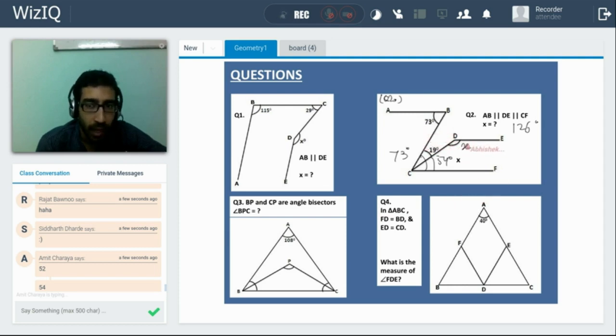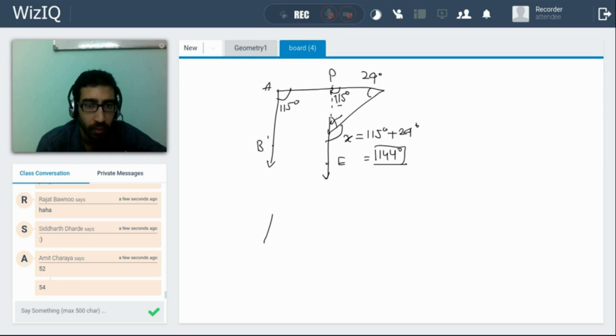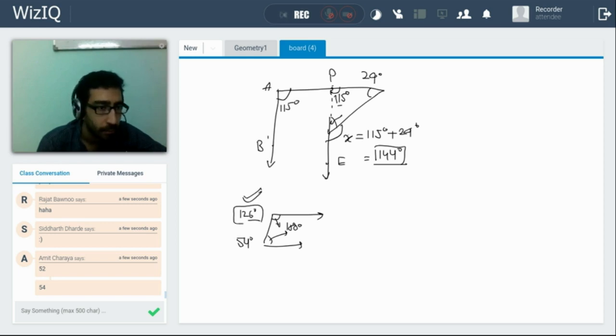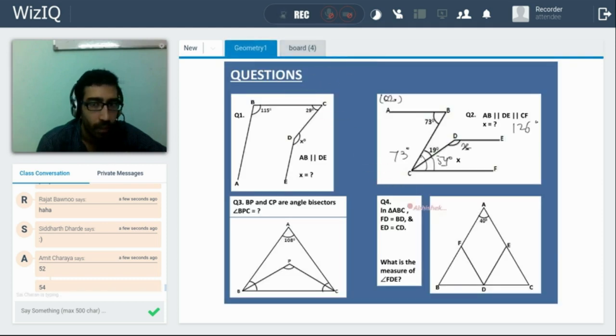So now x and 54, this and this form an adjacent pair. I hope you remember we had discussed, if these two lines are parallel, then this angle and this angle form a supplementary pair. Their sum is 180. And we have a similar situation. One of our angles happens to be 54. The other, the one on the top, has to be 180 minus 54, which happens to be 126 degrees. Is that clear? Any doubts here?